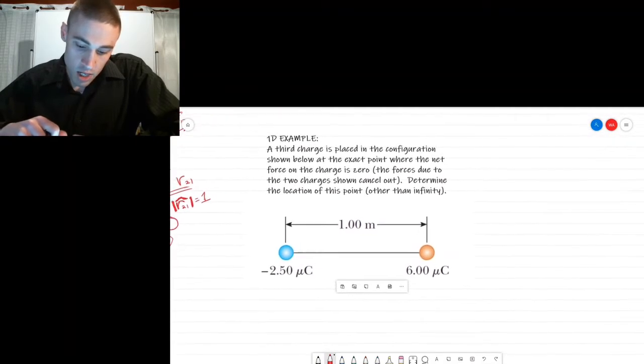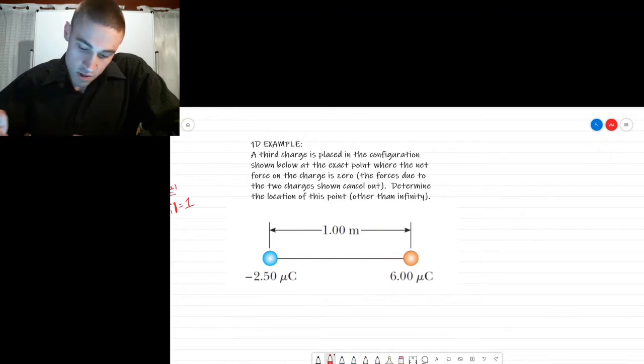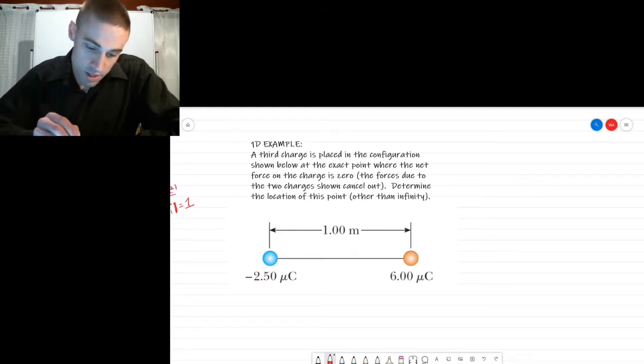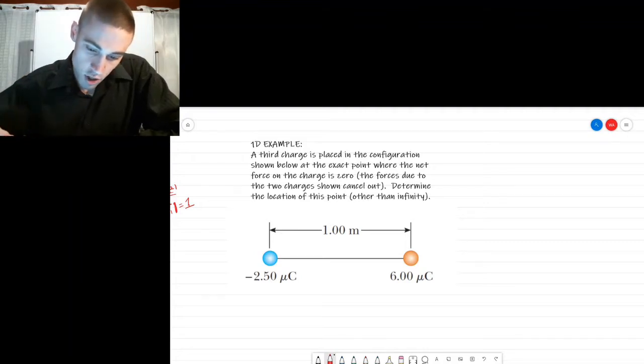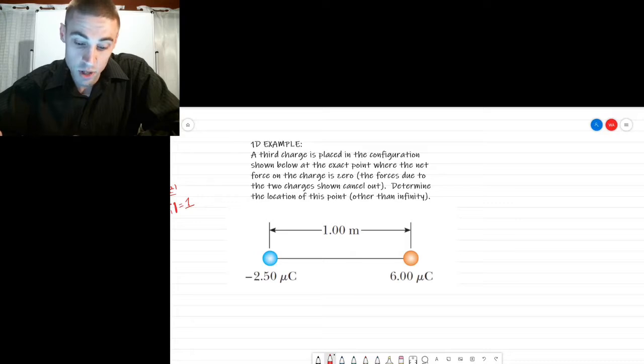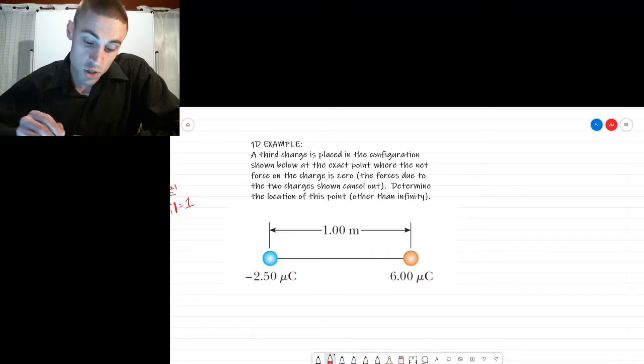Let's say that we have a system of charges here. There's a negative 2.5 microcoulomb charge here and a 6 microcoulomb charge 1 meter to the right of it. Our example problem states that a third charge is placed in this configuration at the exact point where the net force on the charge is 0. So the charge that gets introduced has a net force of 0 on it because of the location at which it is placed. The forces due to the two charges at this point cancel out.